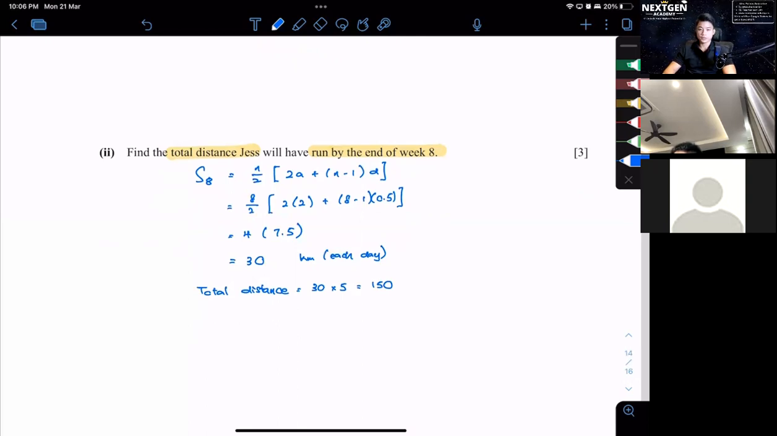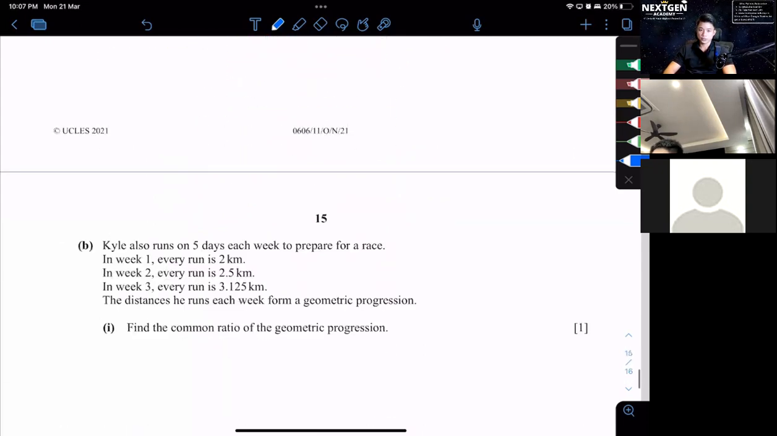Okay, 150 km. Okay, can this one? Any question? Good. Okay, let's move on to the next one.